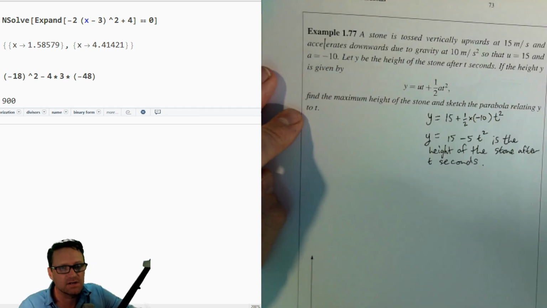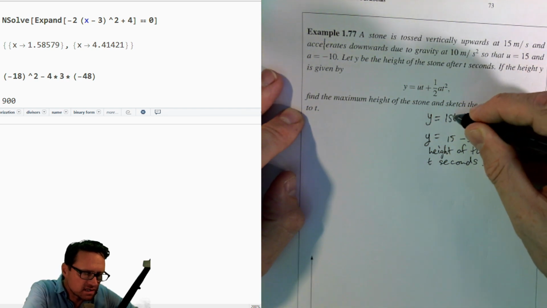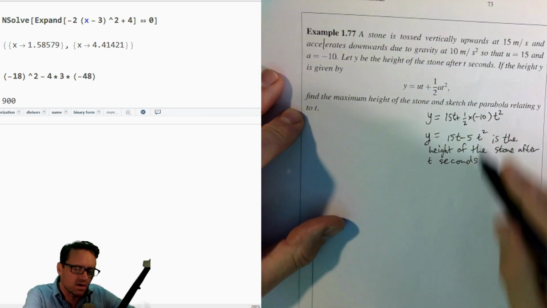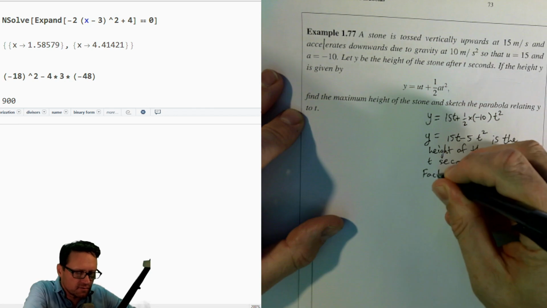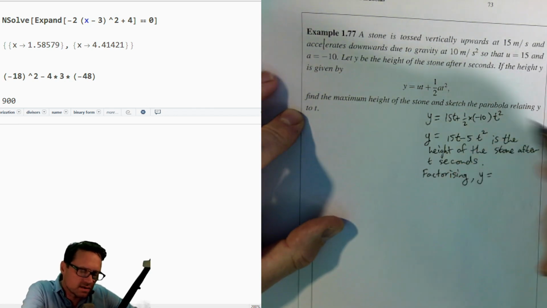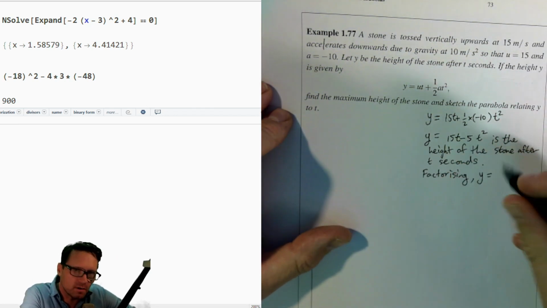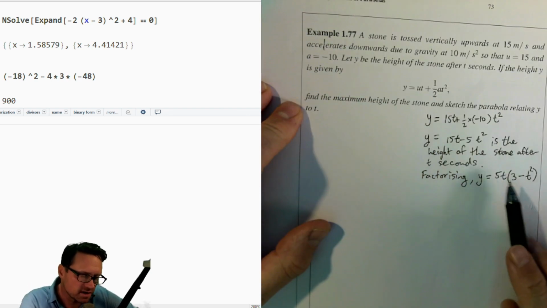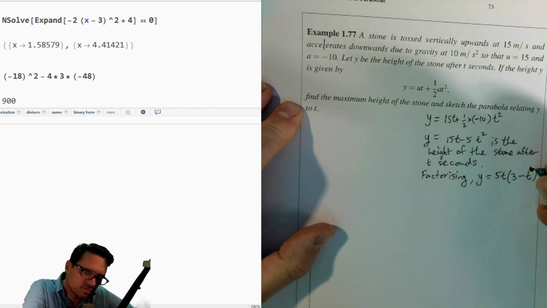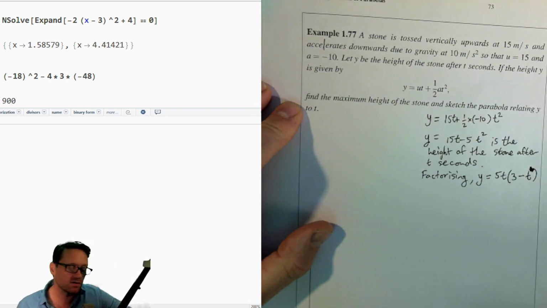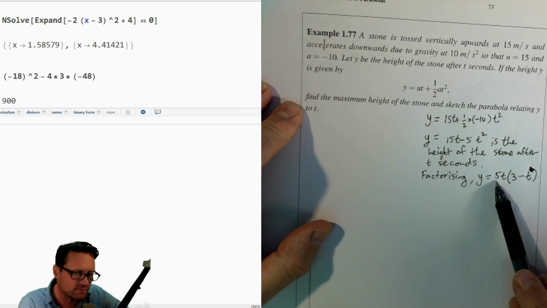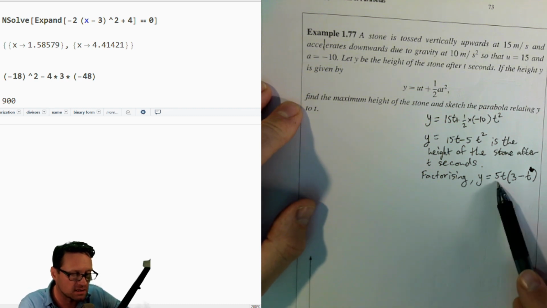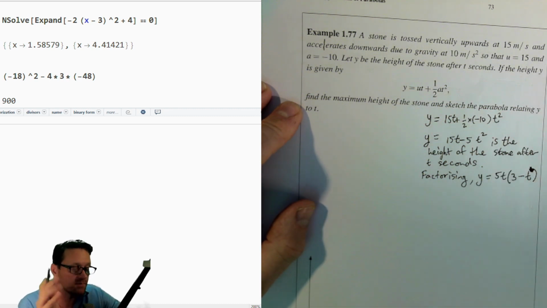Okay, so we're asked here to use our skills to sketch this. So that should be 15t, we forgot the t there. I might first want to factorize this. Factorizing, y is equal to, I can see I can pull out a common 5t. What remains inside the bracket is 3 minus t, no square there. So 5t outside of 3 minus t. If we were to expand that, we would get 15t minus 5t squared, matching that. Okay, good.